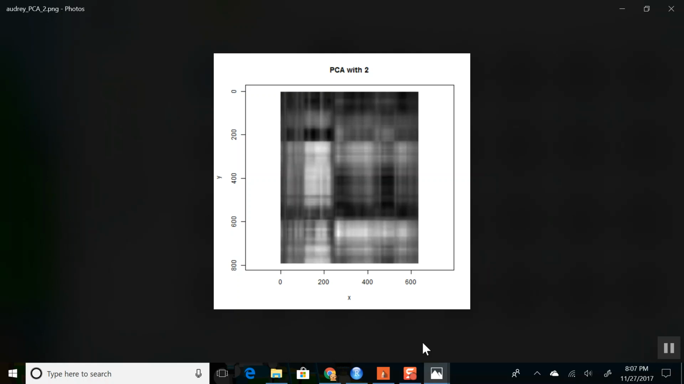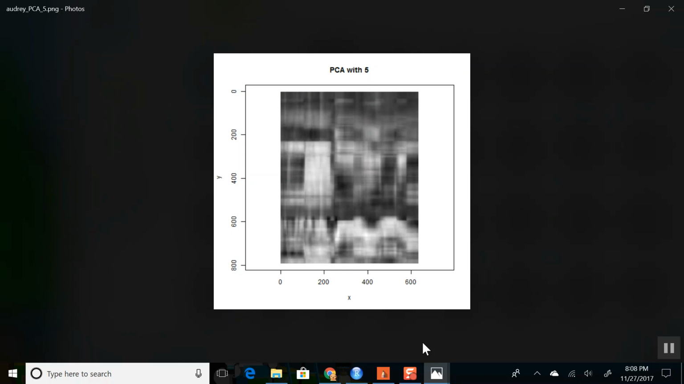With two, this is what you get. So this first eigenvector captures the most amount of variation in the image, and then the second adds a little bit more variation. We start to see a little bit more structure. Then we add a third principal component, and here it is with 4, and then 5, and 6.